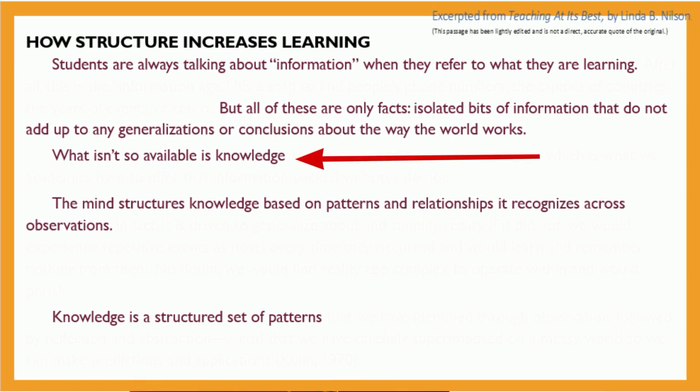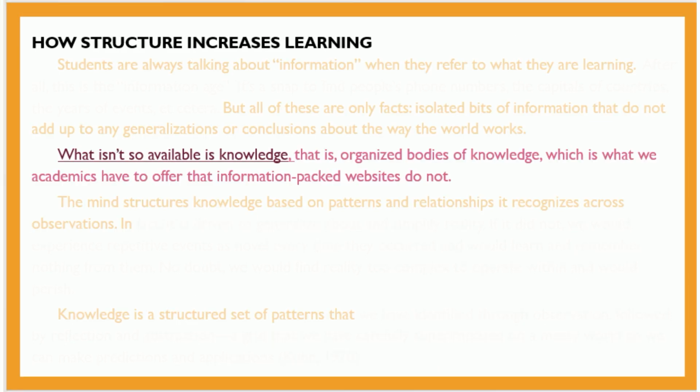While I'm still wondering what structure is and when it'll show up, I'm also hoping the author will give us an explicit, clear definition of knowledge, because I'm wondering, since it isn't information, what is it? And actually, I'm going to use my reader's judgment and read a bit more right here rather than skim further, because this is the moment that the author is introducing what seems like that key term, knowledge. So, what isn't so available is knowledge, that is, organized bodies of knowledge, which is what we academics have to offer that information-packed websites do not.